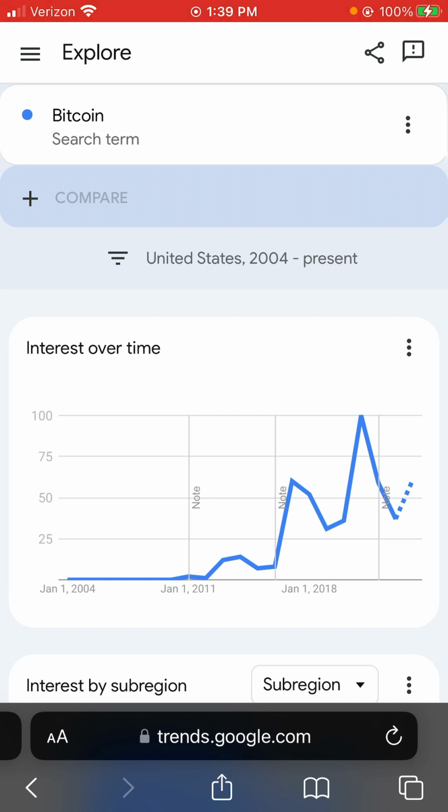So you're telling me that at those highs, people are suddenly more interested whenever you could buy a car with it than whenever you could buy a used car with it? Something more practical?